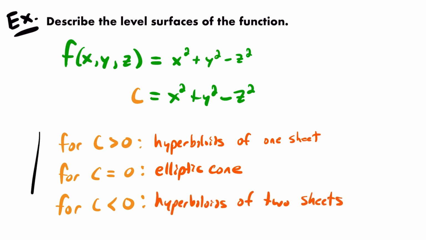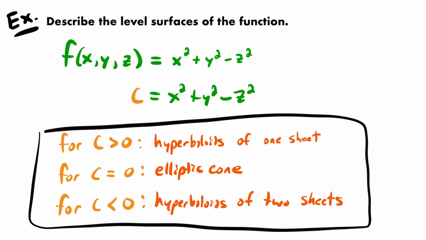All right, and that right there would be the final answer to this example. You could get more specific with how you describe each of these surfaces. You could say that they are directed along the z-axis, but I think what we have written here is sufficient enough. We have identified the different level surfaces that we would get for this function depending on the value of that constant c that we're setting the function equal to. And so with that, that is it for this example, and this was also the last example for this video.